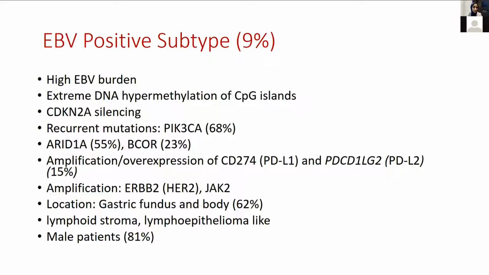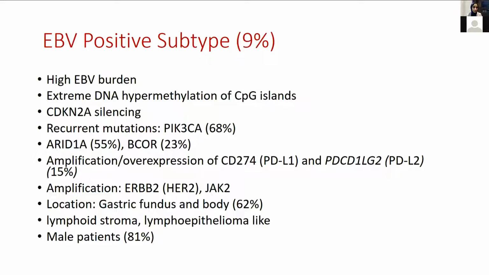And what is peculiar also about this category is the hypermethylation. This subcategory doesn't mirror any subcategory in the TCGA atlas. It has the highest hypermethylation of all cancer types. It is also characterized by recurrent mutations in many genes, including PIK3CA, as well as amplifications and overexpression of PD-L1 and PD-L2 in 15% of cases, making this a great target for immunotherapy.